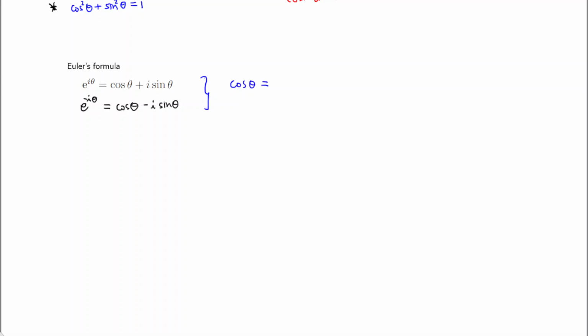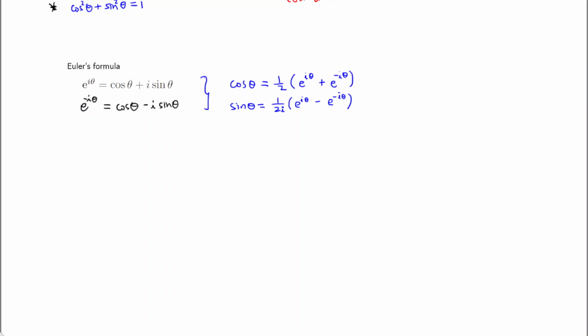Okay, so we can solve this for cosine theta and sine theta in terms of e to the i theta and e to the negative i theta. Again, maybe you've seen this before. If you haven't, don't sweat it, because chances are you'll see it very soon, or there are a lot of good videos out there on Euler's formula. There's really no need for me to reinvent the wheel on that. I'm sure you can find one somewhere. All right, so those are our formulas for sine and cosine.